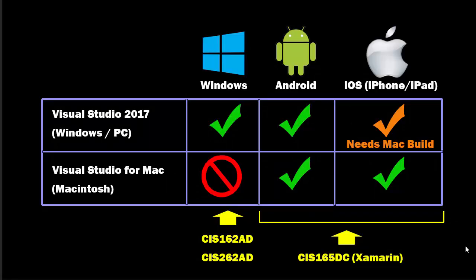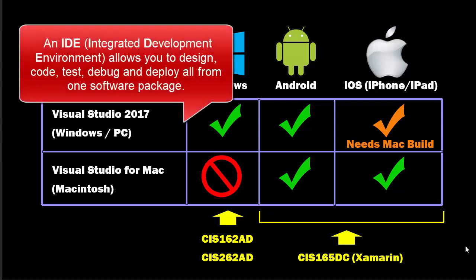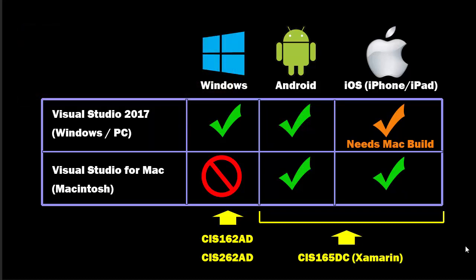Cohort, we'll be using Visual Studio 2017 as our IDE, our Integrated Development Environment. There are two versions, one running on Windows PC and one running on Macintosh. So we have Visual Studio 2017 and Visual Studio for the Mac. On the Windows side, Visual Studio 2017 can be used to produce Windows desktop apps, as well as using Xamarin to create Android and iOS apps.